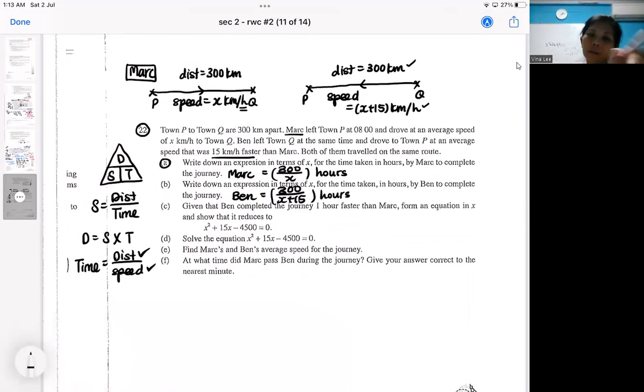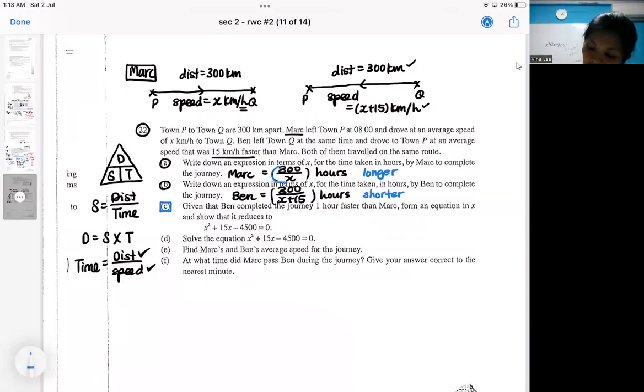So it's important that you have the information first, you have the formula first. You will need the first two parts to help you for the third part. They will always give you information to link the two of them. So Ben completed the journey 1 hour faster. So Ben is the faster one. That means he takes a shorter time. Mark is the one that's slower. So Ben is faster by 1 hour, so his amount of time is shorter. That means Mark is the one that takes a longer time. And how much longer? Longer by 1 hour.